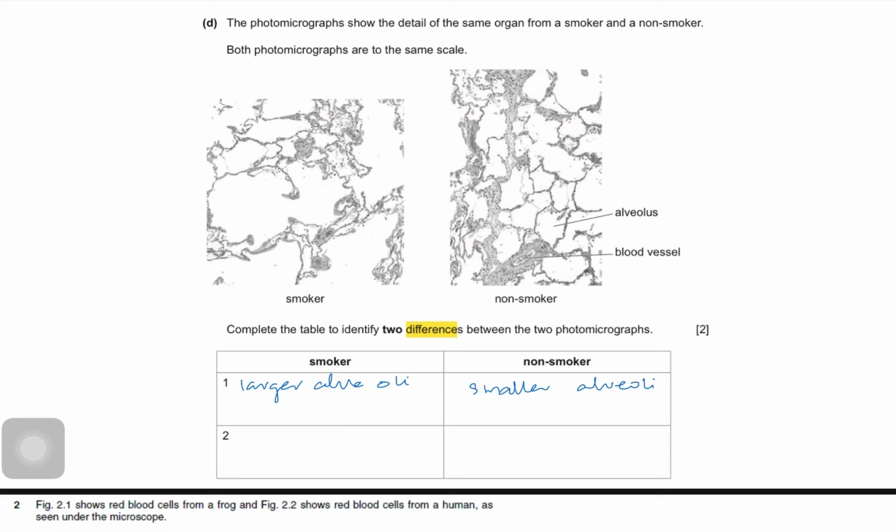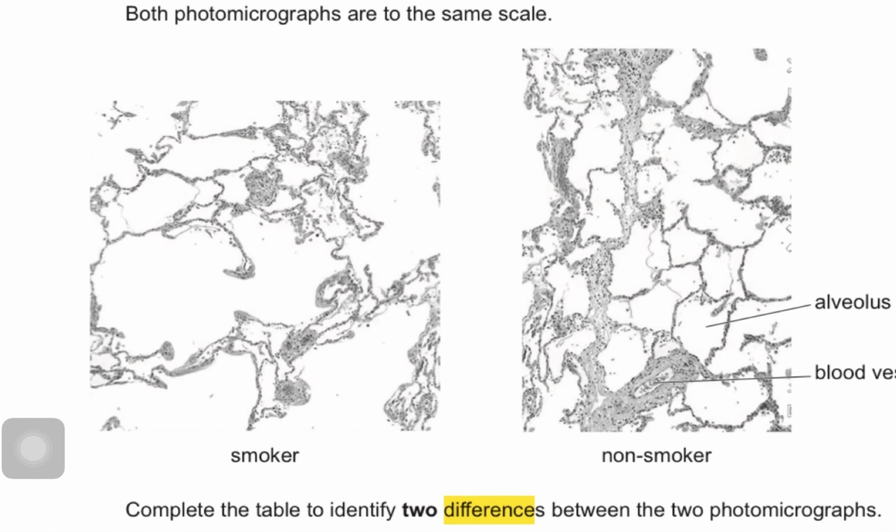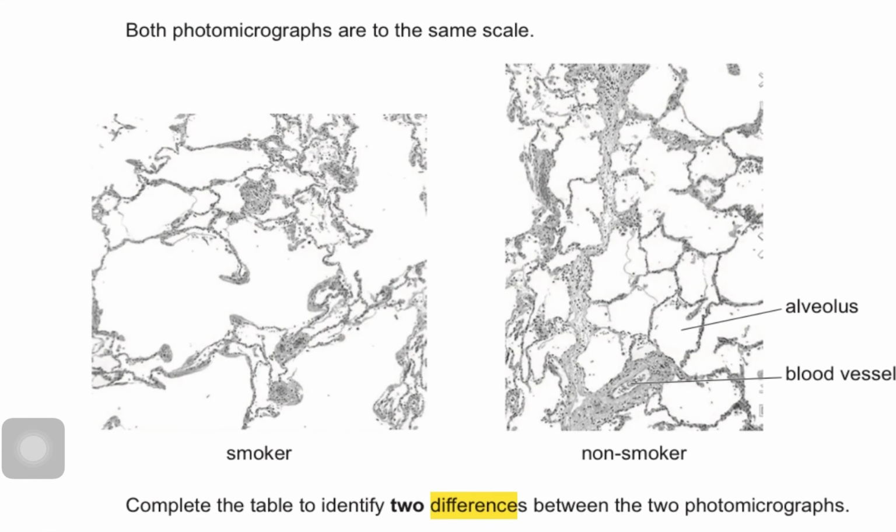Another thing you can see is there are additional features possible. So let's look for additional features. Let me magnify it even more. The walls are broken in the smoker's alveoli, but the walls are more structured in the non-smoker alveoli.